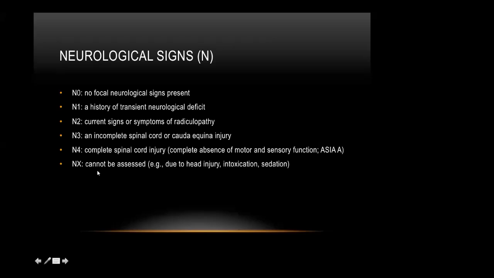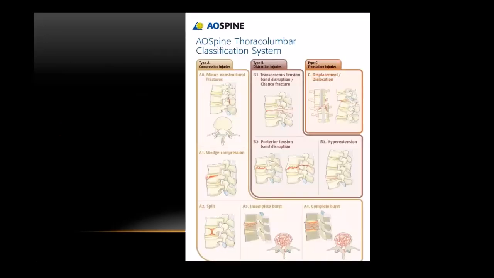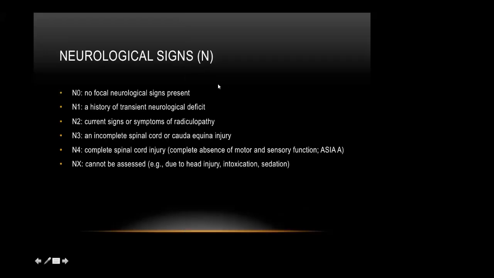So they've given it a number, NX. NX simply means that you cannot assess the patient, what kind of injury, what kind of neurological exam he has. You can still assess the scans, but not the patient. And N0 means there's no focal deficit. So there are two components up till now. We've seen that the AO Spine has a component of a bony injury and a component of a neurological injury.